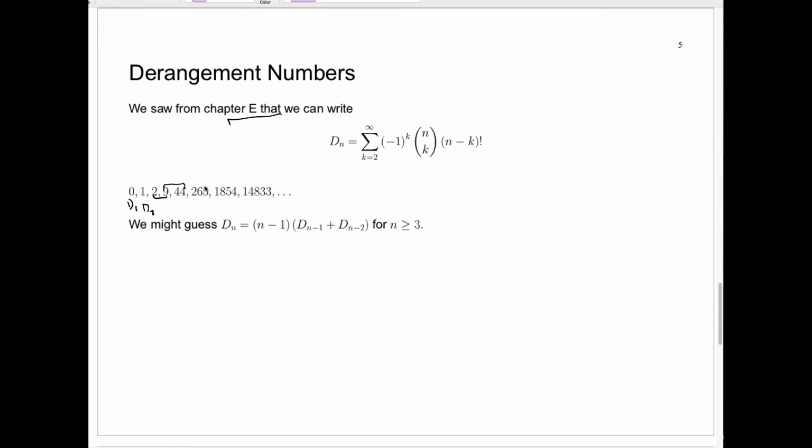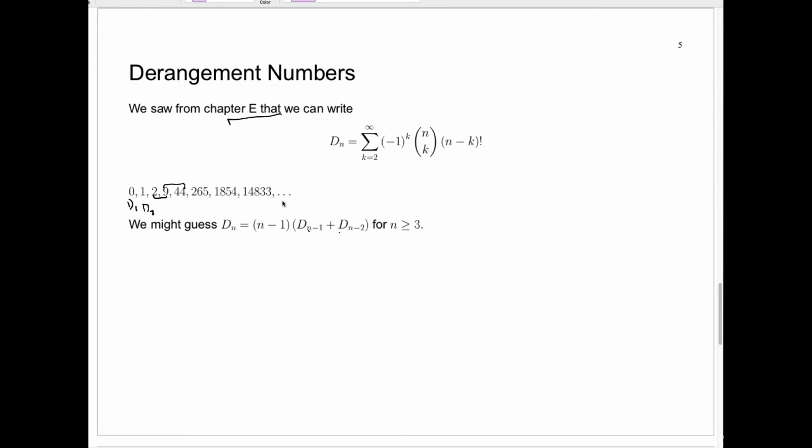We would guess that d sub n is just n minus 1, because, for example, here's d5 is 44, but it's 4 times the sum of the previous two terms. So d sub n is n minus 1 times the sum of the two previous derangement numbers, d_{n-1} and d_{n-2}, and that pattern begins at d3. Now, how do we know that something like this is true?